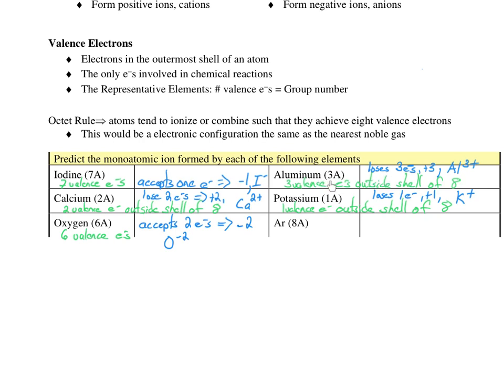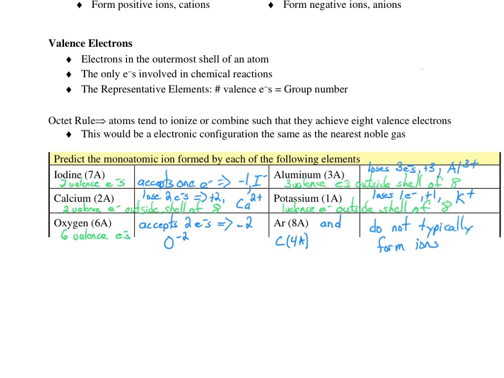Aluminum, 3A, has 3 valence electrons. It loses all 3 to go to the shell beneath that contains 8 electrons. We have Al3+ as the resulting ion. Potassium, 1A, loses its single electron to go to that outside shell of 8, so it has an octet now, and the potassium ion is K+.